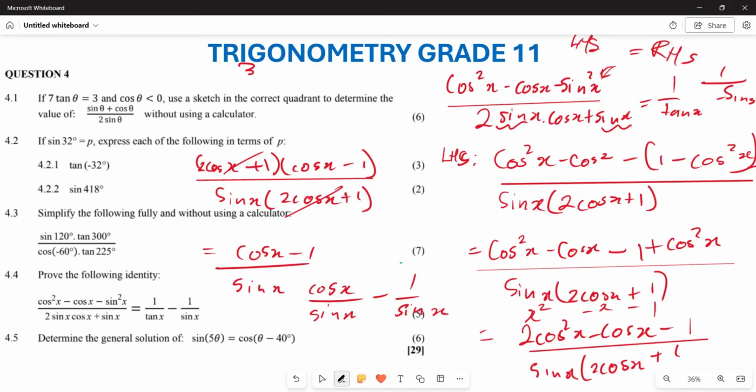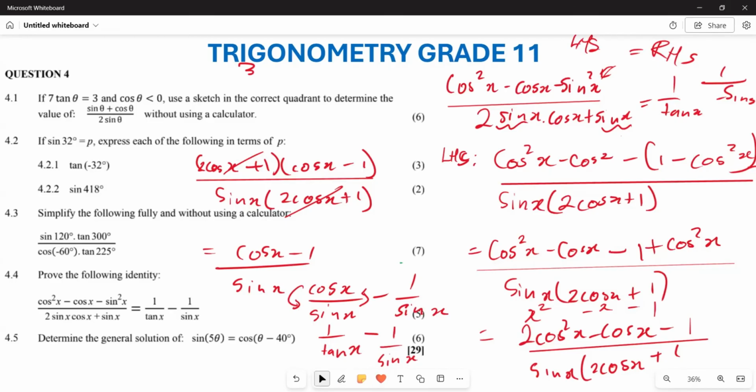And cos over sine is the same as what? This cos over sine is actually the same as 1 over, when you swap this, you write it in your numerator, this one in your denominator. What is the answer that you're going to have? This is actually 1 over tan x, subtract 1 over sine x. Okay, so basically that's how you're going to prove this particular question.